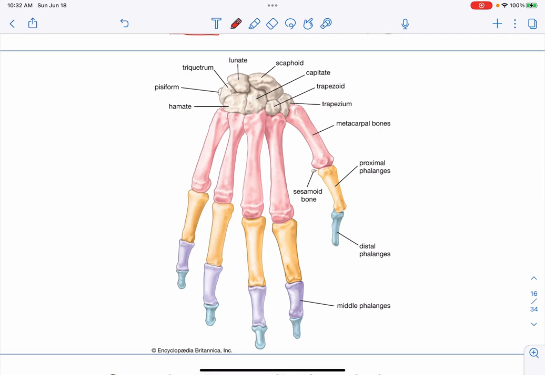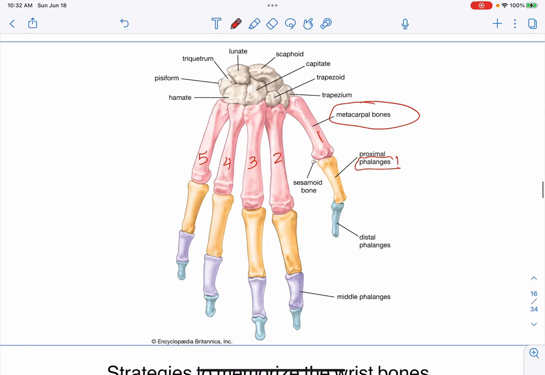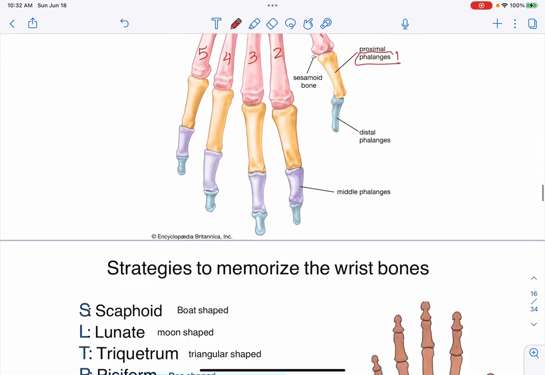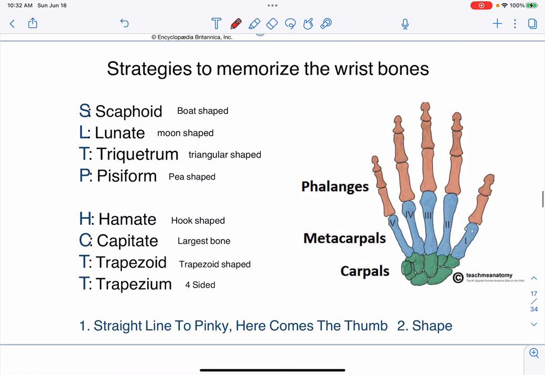This one color codes it so you can see the distal, middle, and proximal phalanges. You can see the metacarpals. Here are the phalanges. And you can see how the thumb does not have the middle phalange. This would be labeled 1, 2, 3, 4, and 5. All right, so now let's turn our attention to the carpal bones, and let me show you a way that I have memorized them.